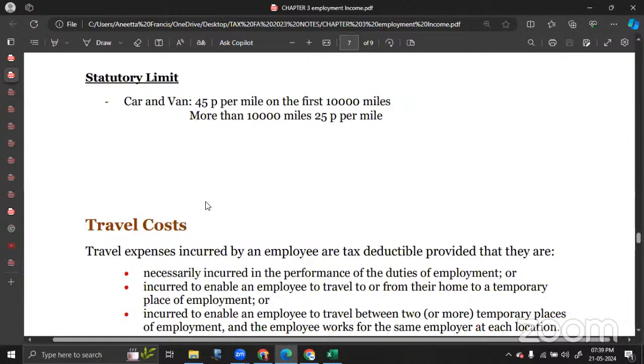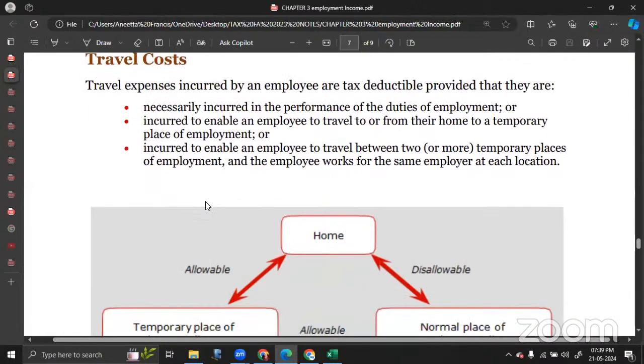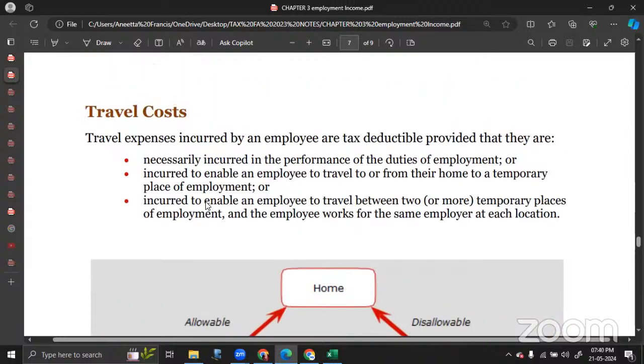So travel cost, that is very, very important. Recently in an examination, travel cost was tested and if you want to refer, please refer to your study hub. They have clearly said the adjustments for travel cost.